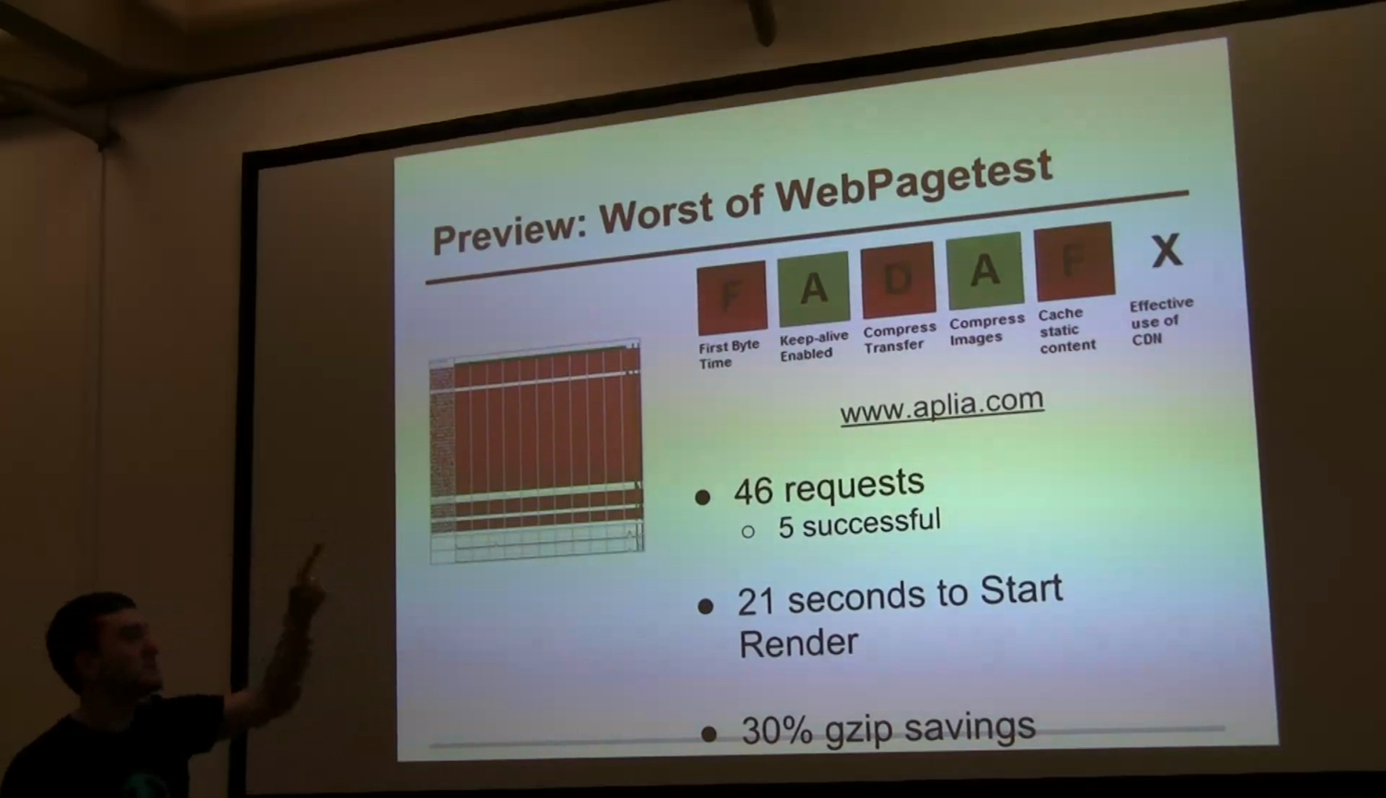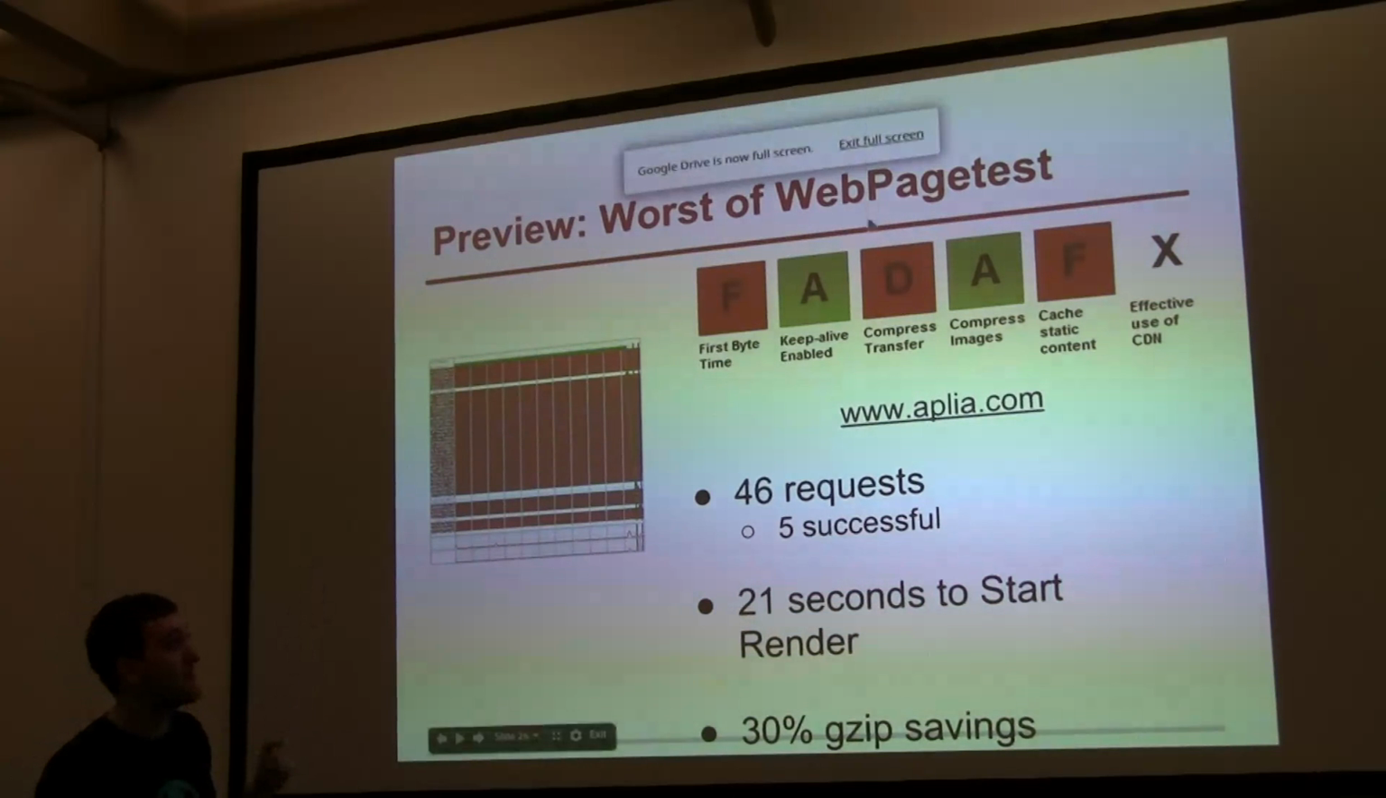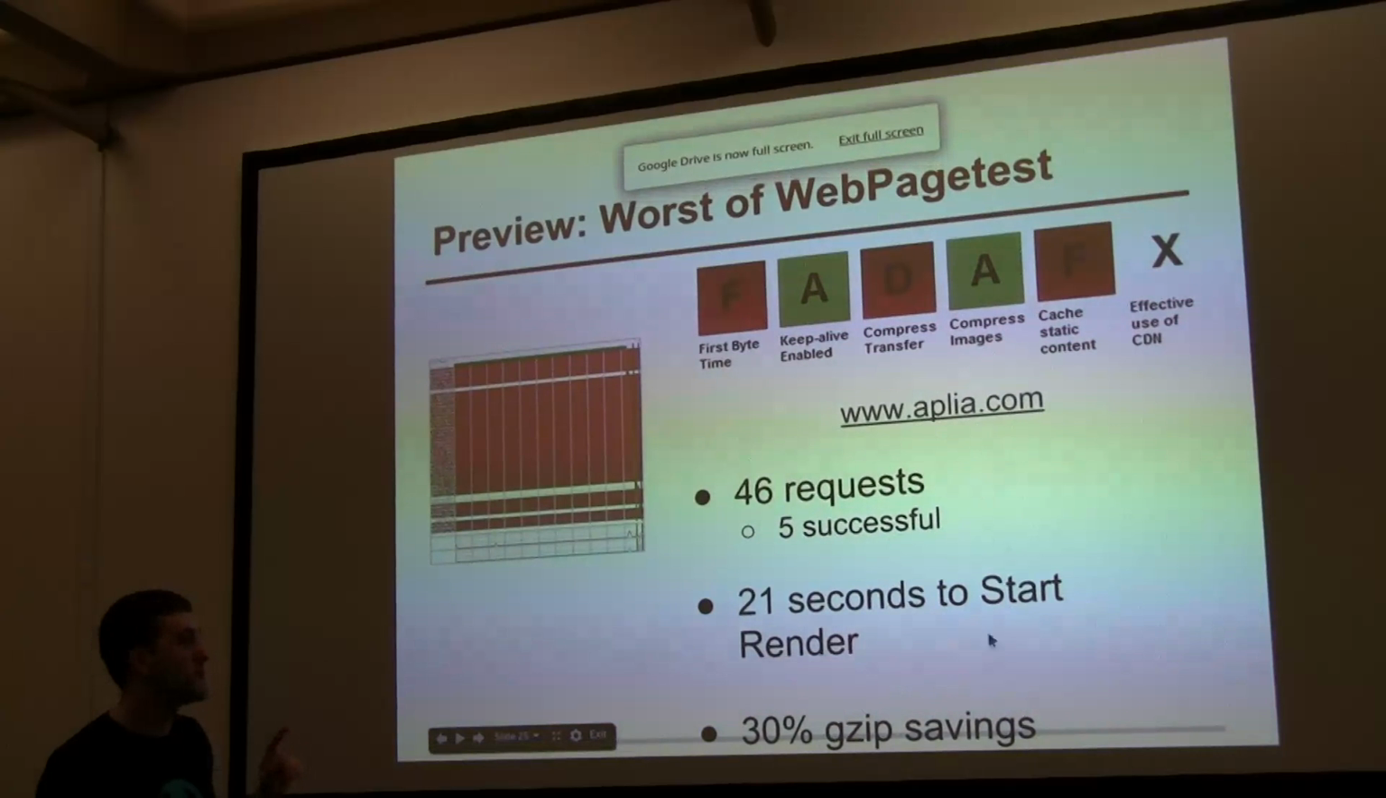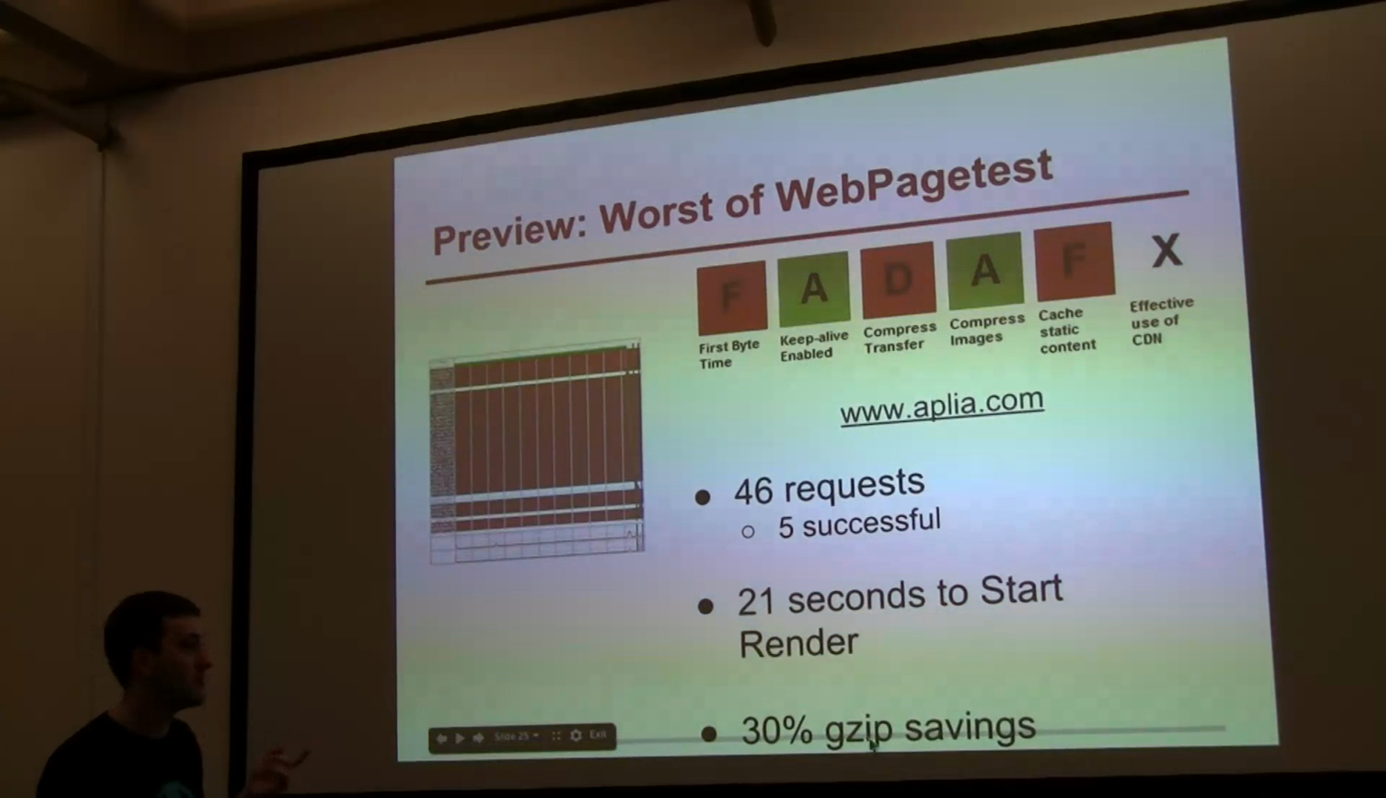F, A, D, A, F, that's almost the worst, and no CDN. I'm not giving these people any anonymity, so applia.com, shame on you. 21 seconds to start render, 30% possible gzip savings. That's pretty bad. And you can see it's mostly this green bar, back-end time, that's where it is.